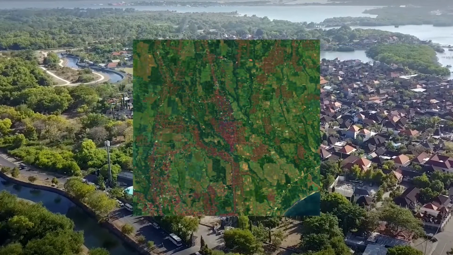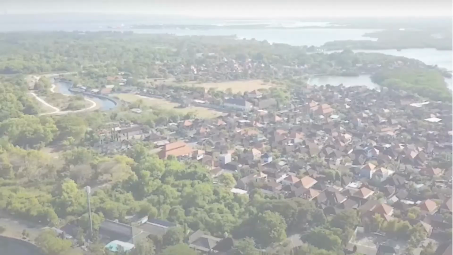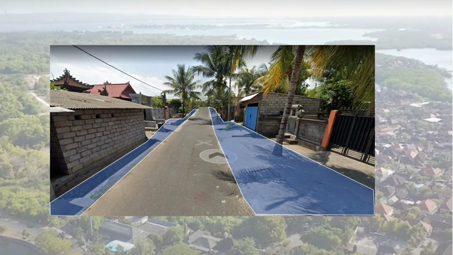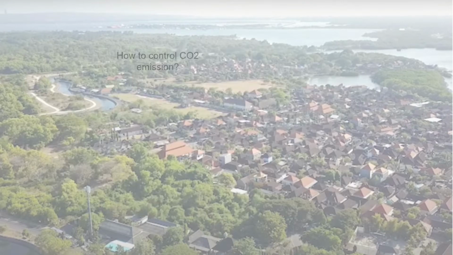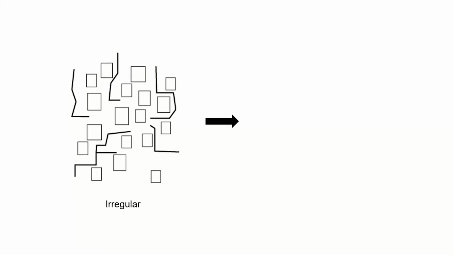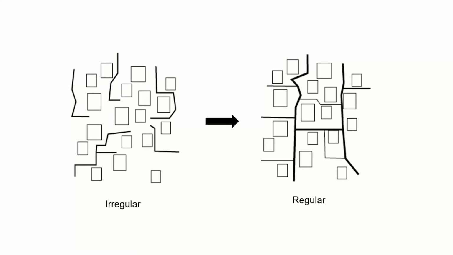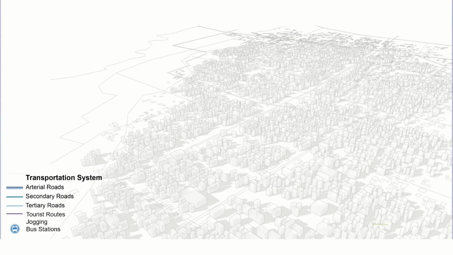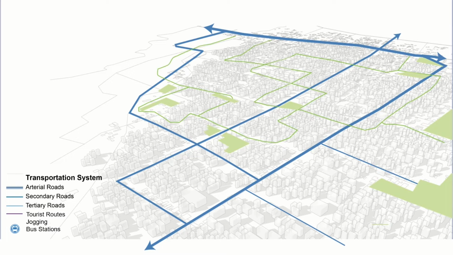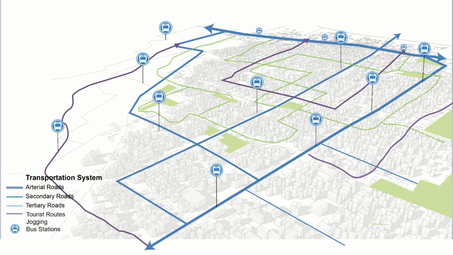Suburban areas are characterized by irregularities, local traffic fragmentation, and little green space in the community. Therefore, the reduction of carbon dioxide will be approached in 3 ways. Firstly, optimized transportation road network, road classification, set up jogging and tourist routes, and also encourage the use of public transportation.